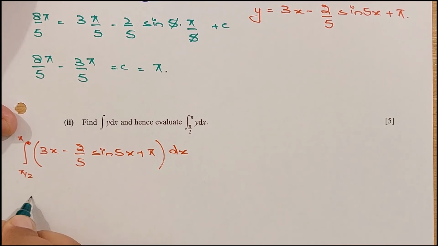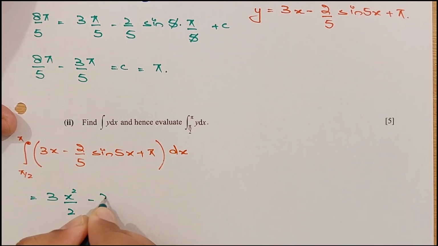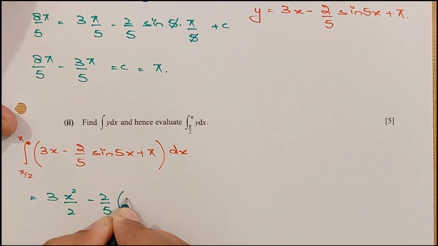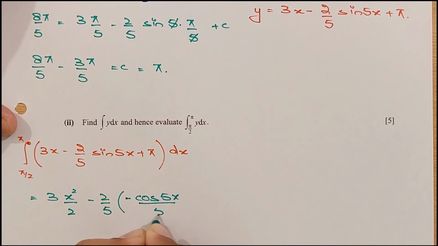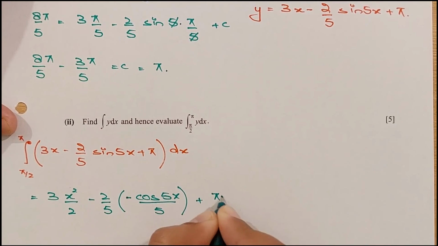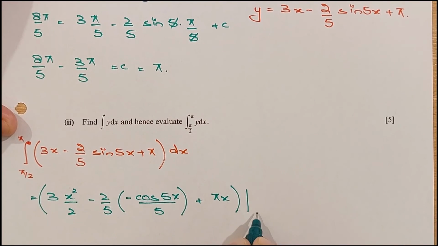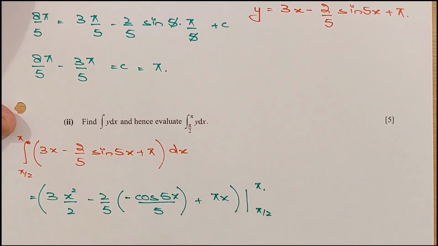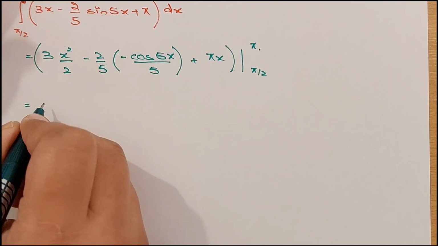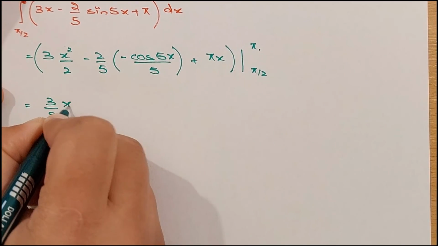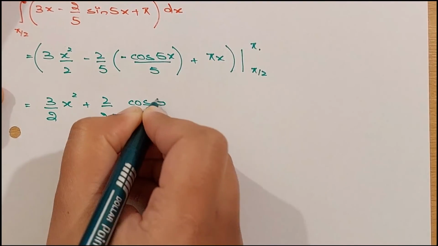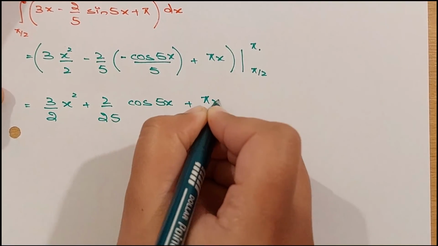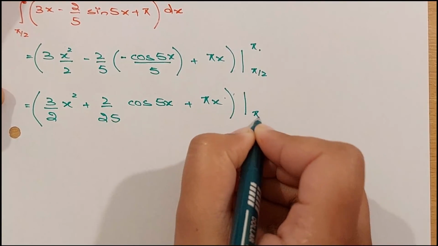Let me simplify this. So the integration of 3x is x^2/2, minus 2/5 times the integration of sin, which is minus cos 5x over 5, and the integration of pi is pi x, between the upper and lower limits of pi/2 to pi, right? Further simplification, 3/2 x^2 plus 2/25 cos 5x plus pi x, pi/2 to pi.